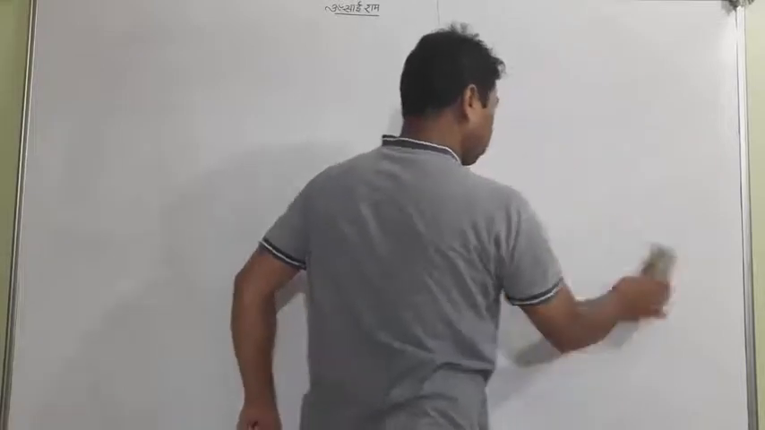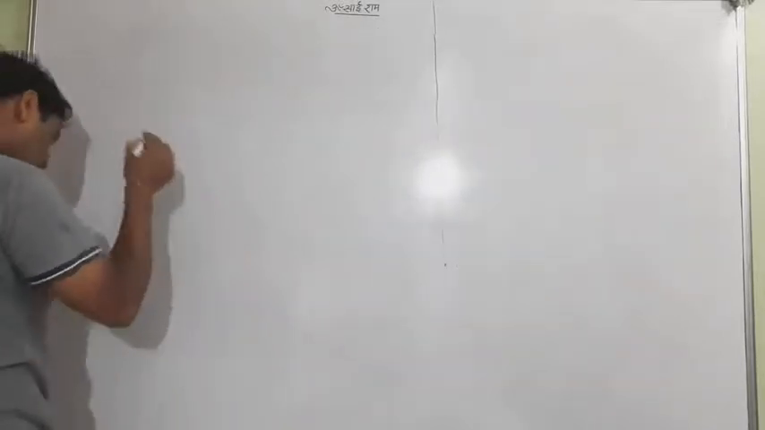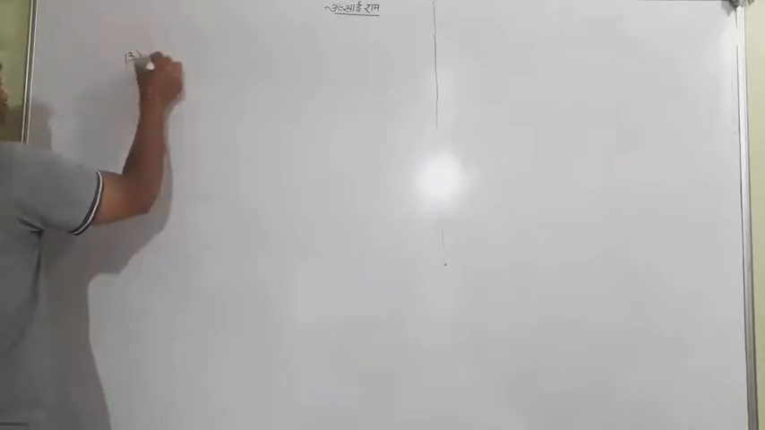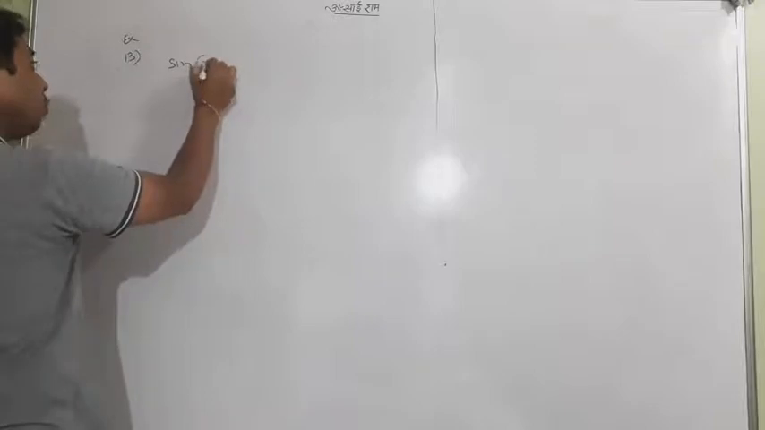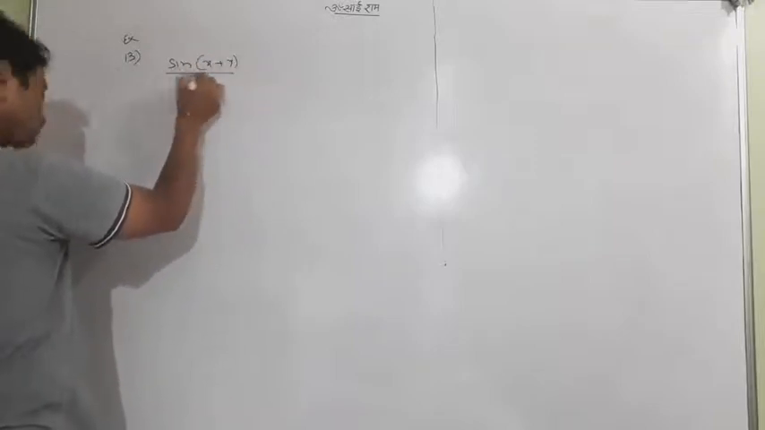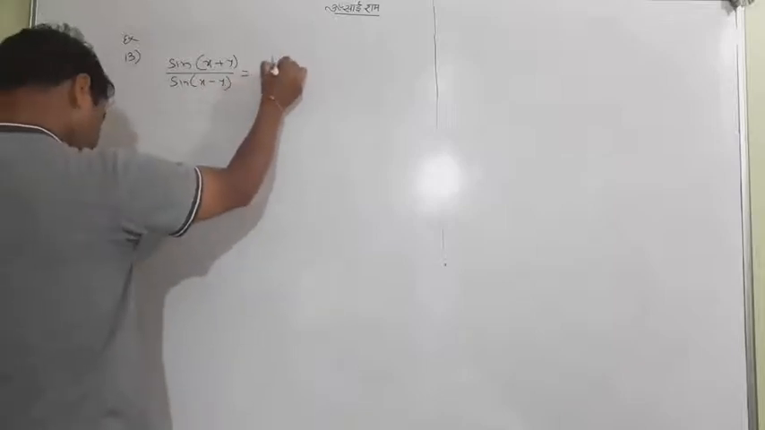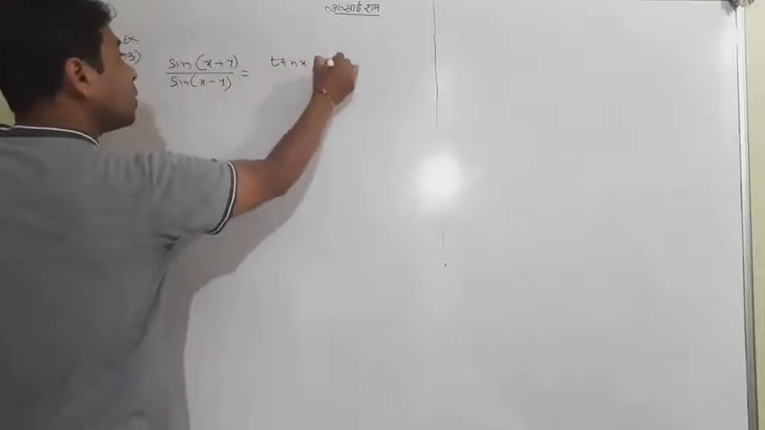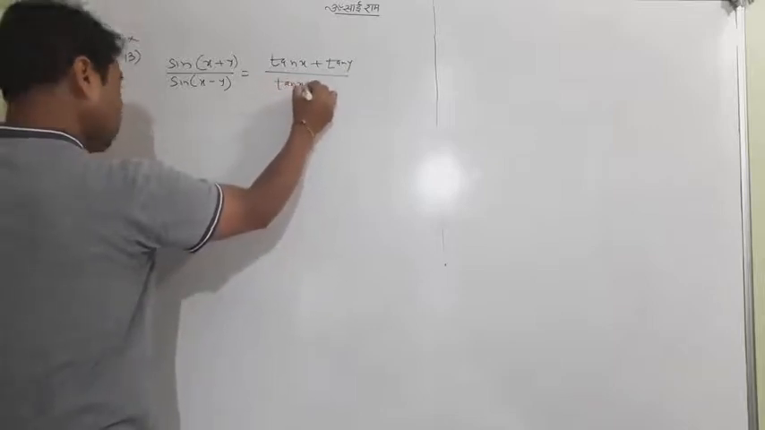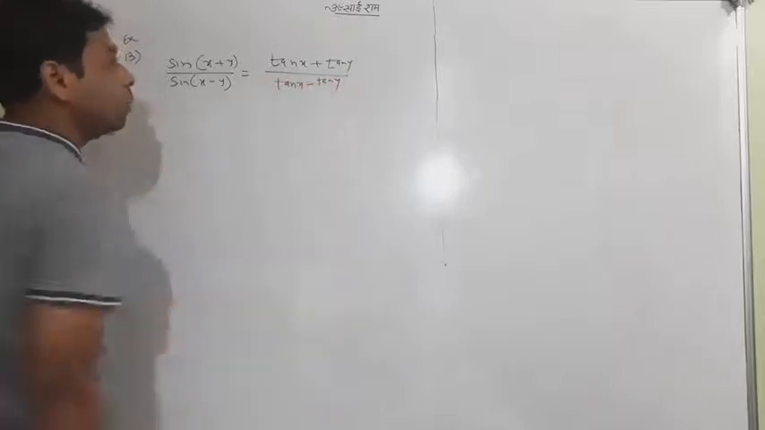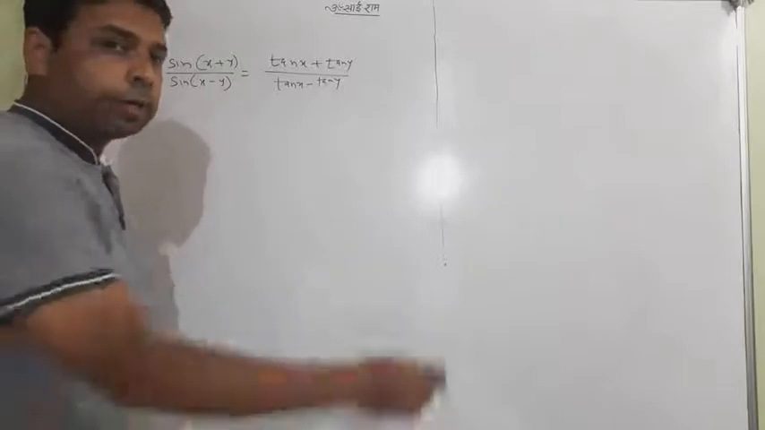Let me put some more questions. Question number 13, I am telling you. Example number 13. I'll try to complete all the examples from my side only. Prove that sin(x plus y) upon sin(x minus y) is equal to tan x plus tan y upon tan x minus tan y. This is the question.